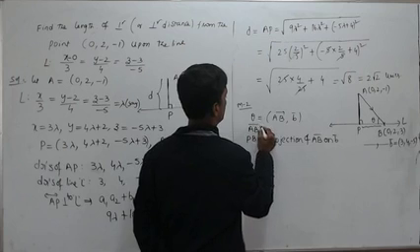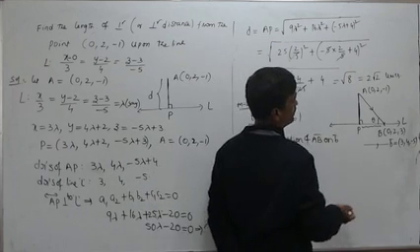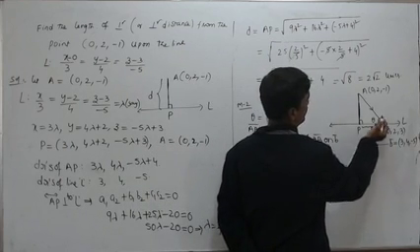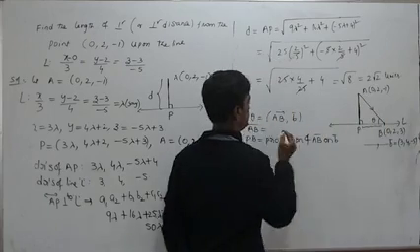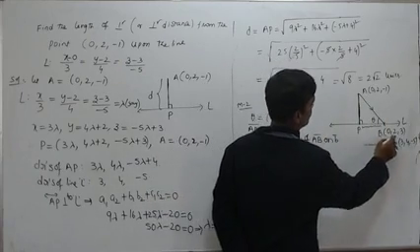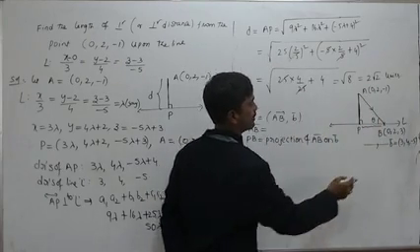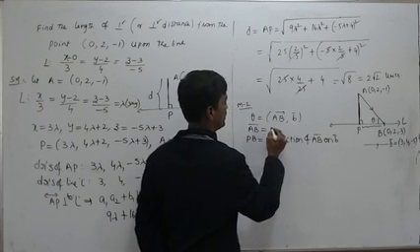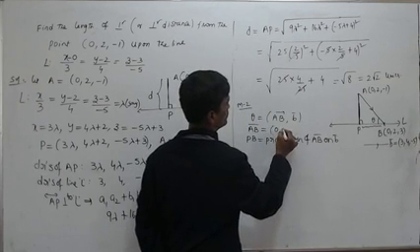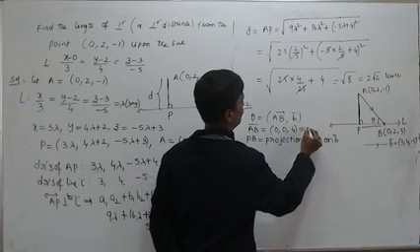What is the AB bar vector? AB bar vector is OB bar minus OA bar. That is 0 minus 0, 0 i cap; 2 minus 2, 0 j cap; 3 minus of minus 1, 3 plus 1, 4. So 0, 0, 4, nothing but 4 k cap.